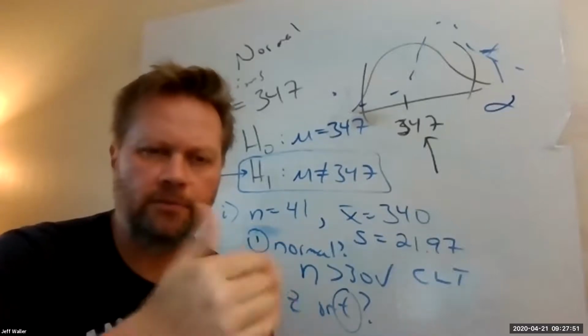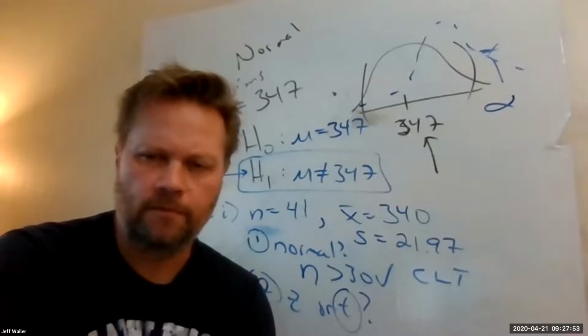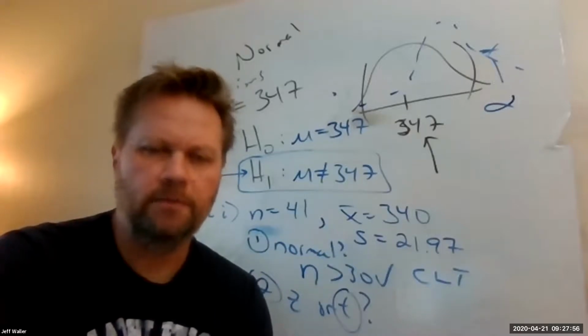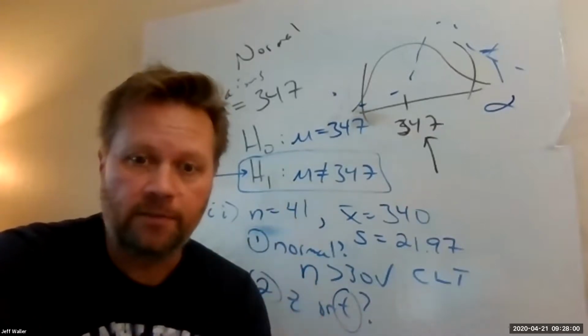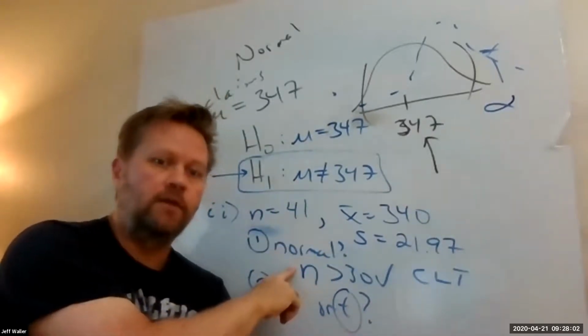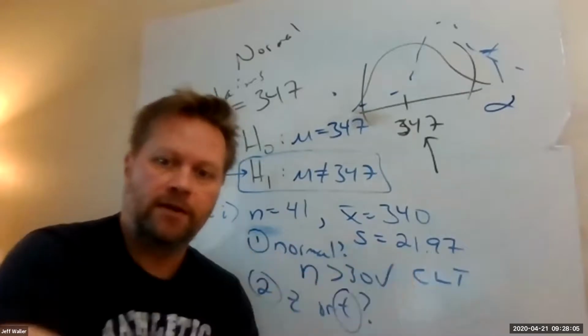And that came from chapter 7. Remember, that's where we have to change the standard deviation divided by the square root of n, that kind of thing. But it says if n is greater than 30, then it's normal enough. That's why I put a little CLT there.